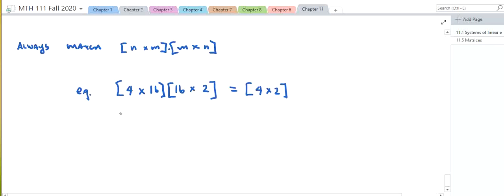Okay, but you can't do this. You can't take a 16 by 4 and multiply it by a 16 by 2. You just can't do it.